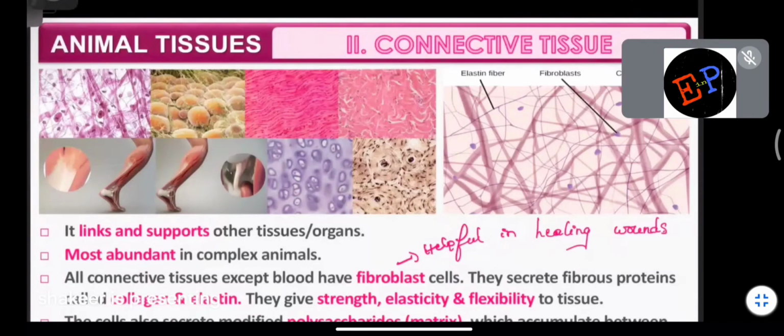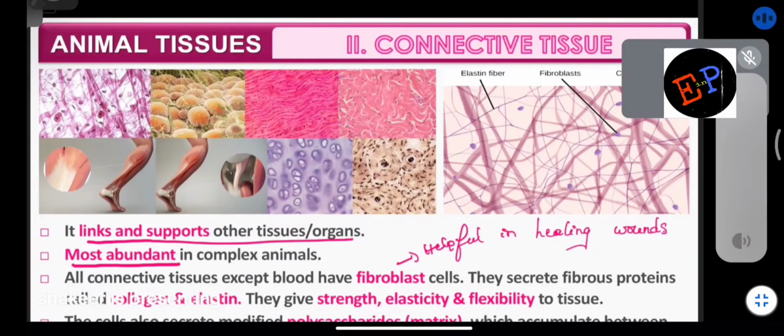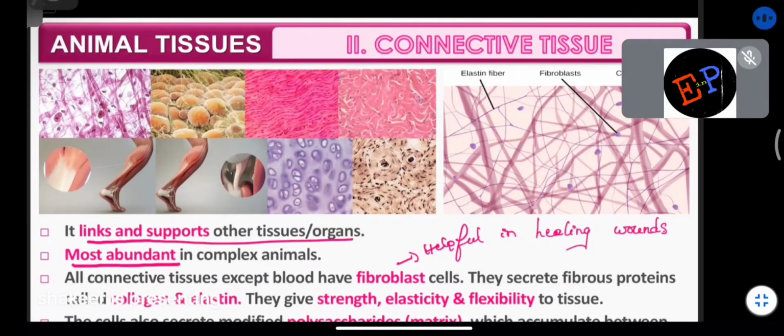So let us see what the important points about connective tissues are. It links and supports other tissues and organs, and it is the most abundant in the case of complex animals. So among all the four tissues, which is the most abundant tissue? The most abundant tissue is connective tissue itself. Okay. So all connective tissues except blood have fibroblasts. This is one important point which you should remember. So all types of connective tissues except blood.